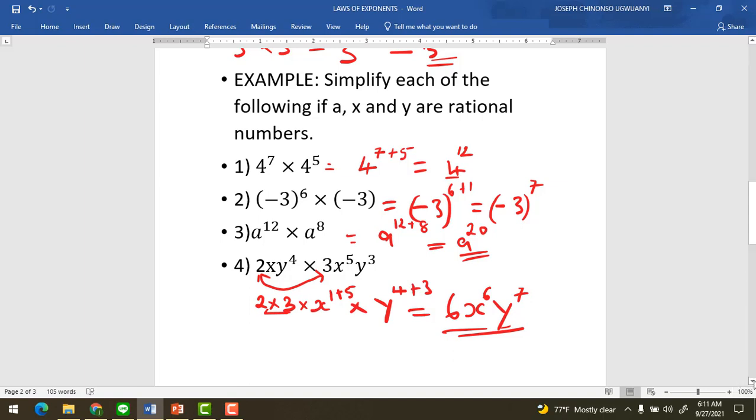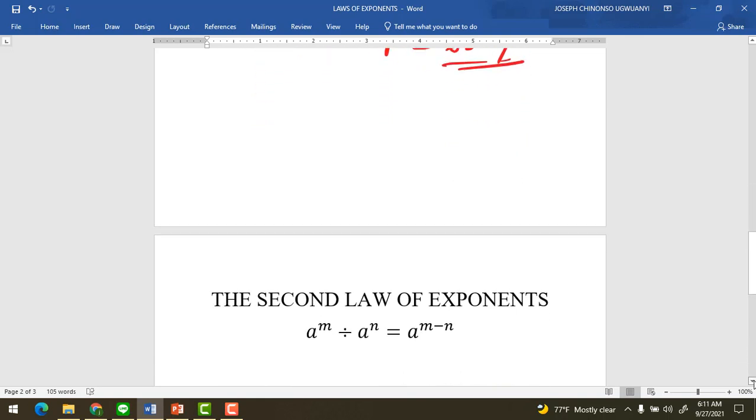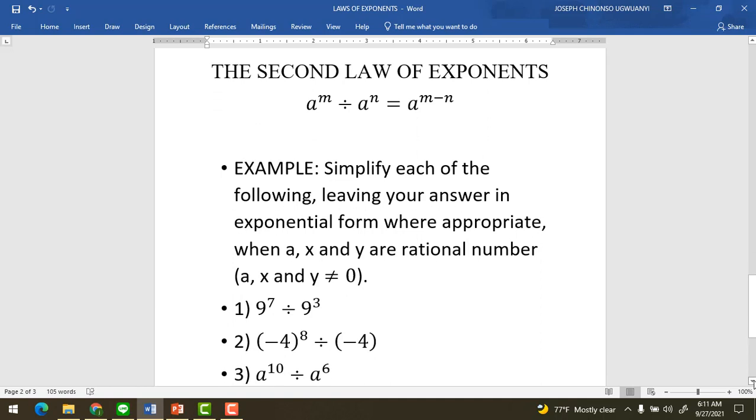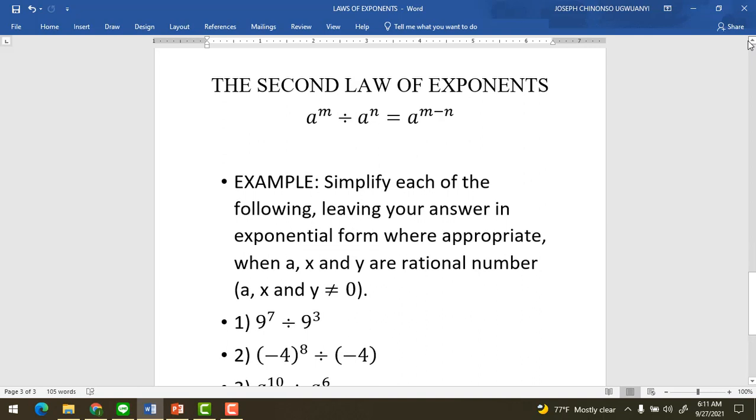Now we can go further to use the second law. The second law of exponents states that if we have a number a exponent m divided by another number a exponent n, remember, a exponent m is a multiplied m times, then this is equal to a exponent m minus n: the exponent of the numerator minus the exponent of the denominator.